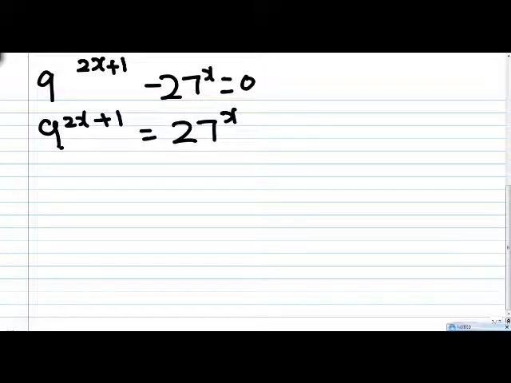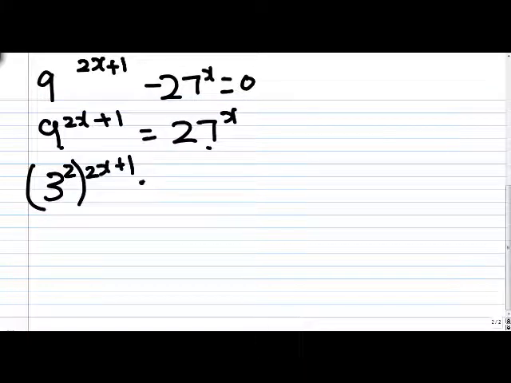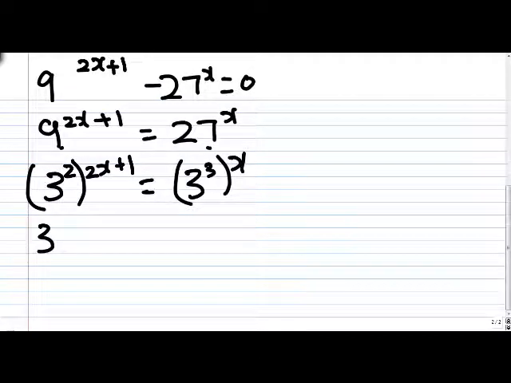Now the problem is that these two bases are unequal. Alright, these two bases here are unequal. So let me make it of the same base. 9 can be expressed as 3 squared to the power of 2x plus 1, and 27 is 3 cubed to the power of x. So if that's the case, according to the law of indices, what I have on the left hand side of the equation is 3 to the power of 4x plus 2 equals 3 to the power of 3x.